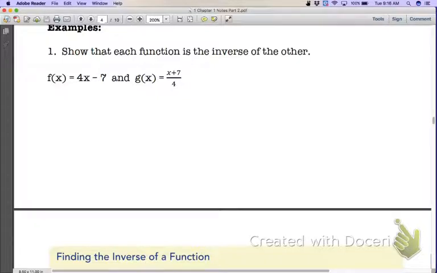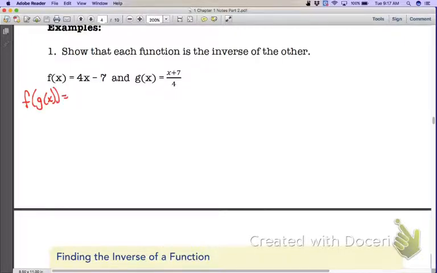So if we have two functions and we want to know if they're inverses of each other, I'm going to show you two different ways that you can do this so then you have options. It does not matter to me how you determine if they're inverses of one another. It's completely up to you. I'm just going to give you both options so that way you have two different chances to get this right. So the first way is just to do a composition of two functions.